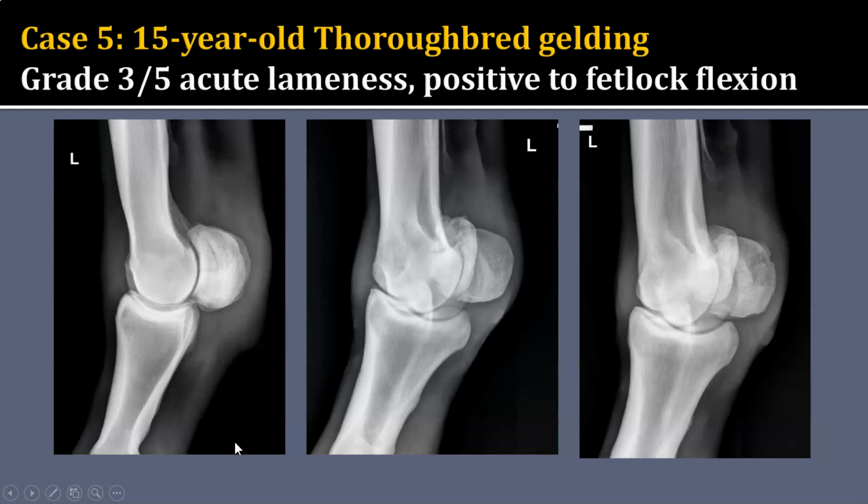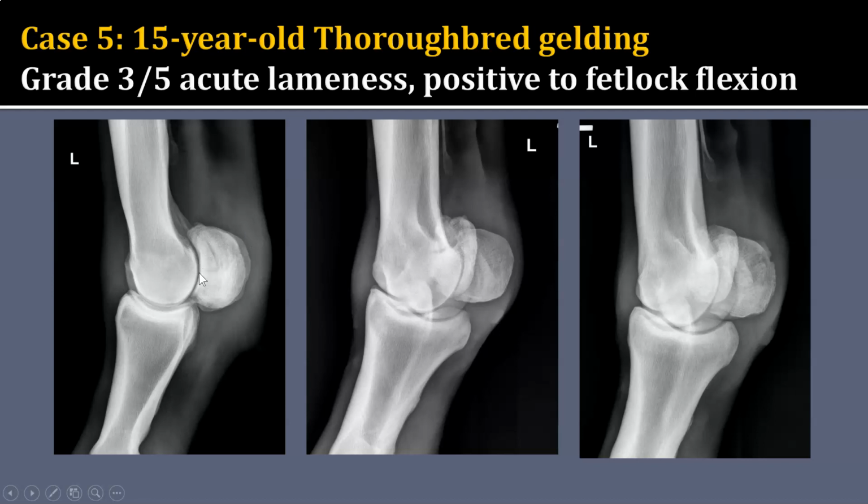All right, our last case is a 15-year-old thoroughbred gelding who has grade 3 out of 5 acute lameness and is positive to fetlock flexion. There is a lateral view and then both oblique views, and on the lateral view I see quite a bit of soft tissue swelling that is predominantly extracapsular at the palmar aspect here of the fetlock region. Probably a little bit of intracapsular swelling as well, but predominantly extracapsular.